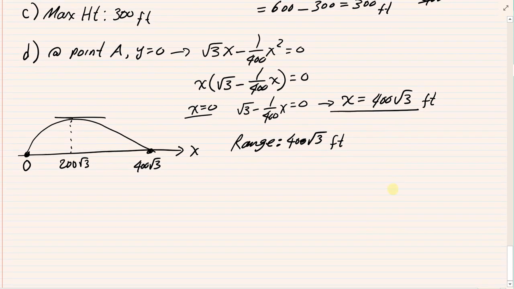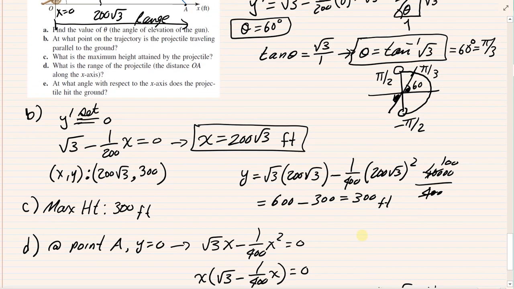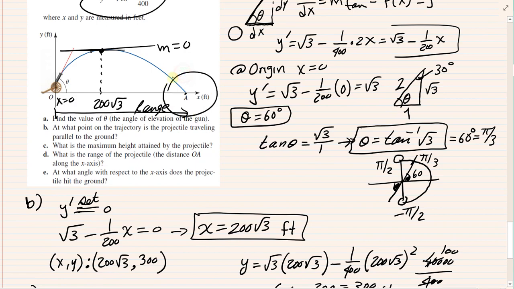Cool. We got one more, last part, part E. At what angle with respect to the x-axis? With respect to the x-axis, this is the x-axis, means this angle. That's what they mean. At what angle with respect to the x-axis does the projectile hit the ground? Looking at that portion of the graph.